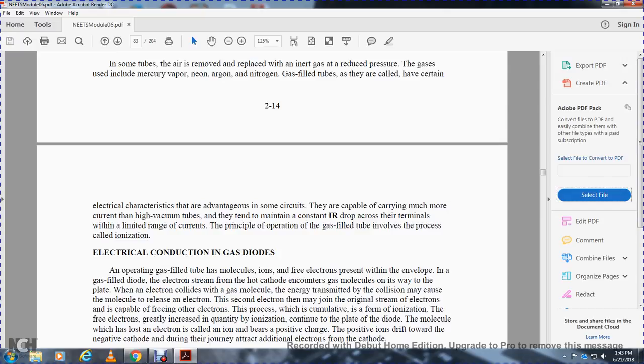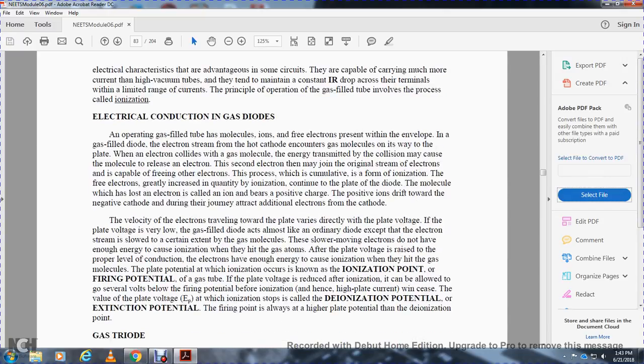The principal operation of the gas-filled tube involves the process of ionization, or electric conduction in gaseous diodes. An operating gas-filled diode has molecules, ions, and free electrons present within the envelope. With the electron stream from the cathode entering the gas toward the plate, the electron collides with a gas molecule, and the energy transmitted in the collision may free an electron from the molecule. The second electron may join the original stream of electrons and may be capable of freeing other electrons.